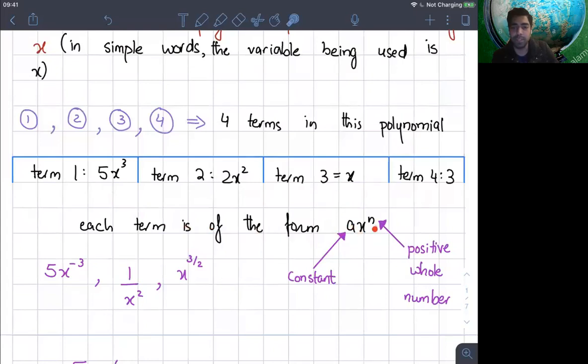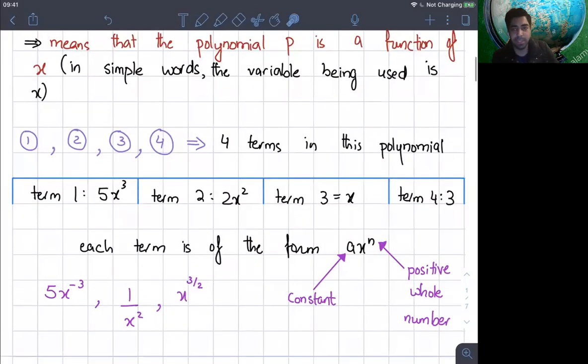Now again, students generally have difficulty looking at general forms and understanding what those mean. So a is just a constant. What do we mean by that? That it's just some number. It could be 2, 5, 6, 7, and so on and so forth. And n has to be a positive whole number for something to be considered as a polynomial term. Well, what does that mean? That might be a little confusing.